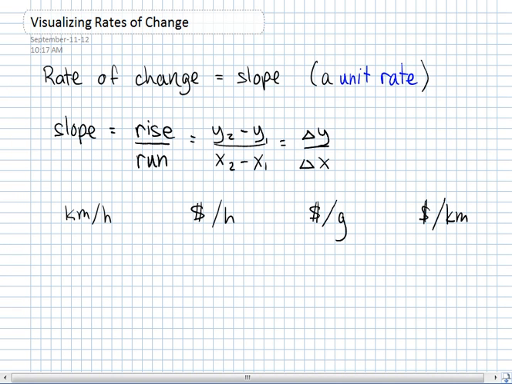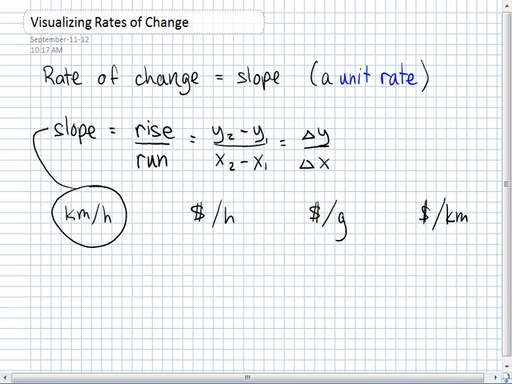Okay, and these are all examples of some unit rates we've seen before: kilometers per hour, dollars per hour, dollars per gram, dollars per kilometer to drive a car, that kind of thing, and that's fairly straightforward. And so if you look at, say, kilometers per hour, given that that is a unit rate, and therefore can be expressed as a slope, that means that kilometers per hour is also equal to the rise divided by the run. In other words, kilometers per hour means that the rise is kilometers and the run is hours.